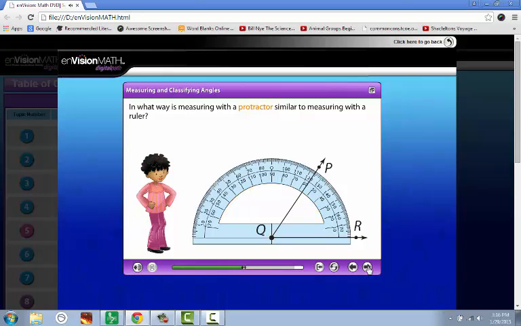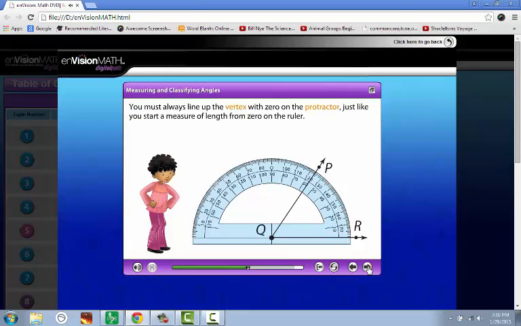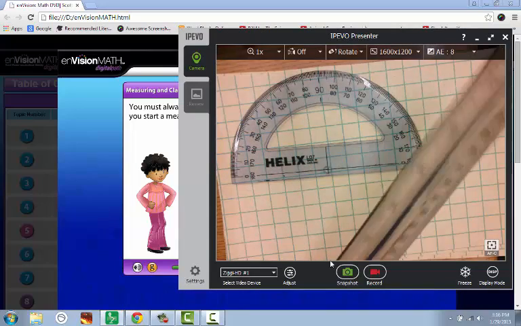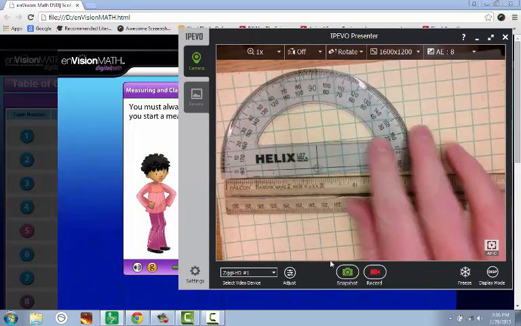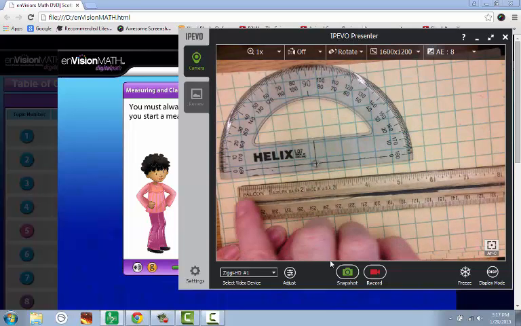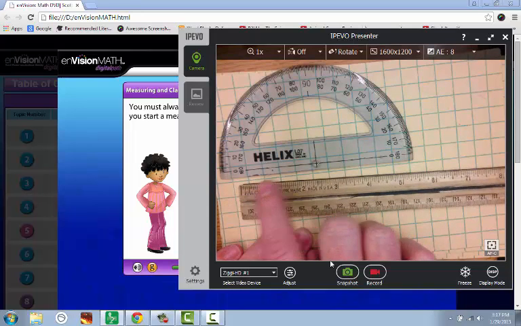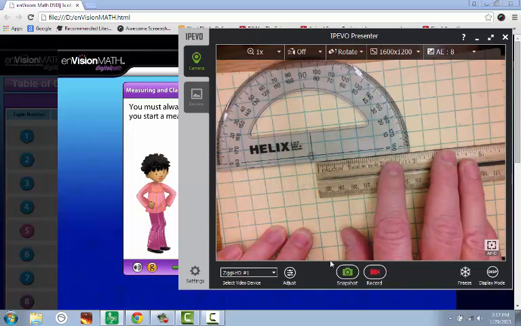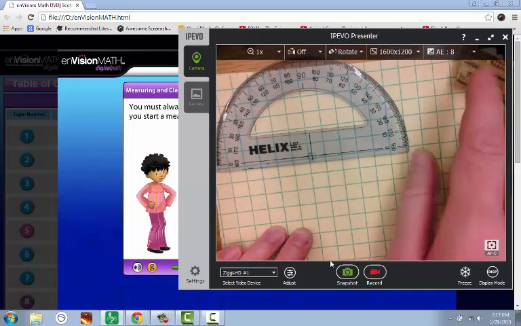In what way is measuring with a protractor similar to measuring with a ruler? You must always line up the vertex with 0 on the protractor, just like you start a measure of length from 0 on the ruler. One thing I want to point out is I have a protractor here, and then I have a ruler right here. When you're measuring with a protractor, you're starting in the middle right here. With a ruler, you're starting on the far end. That's your 0 point right there. Your 0 on the protractor is actually right there. So that is how you're measuring right there.